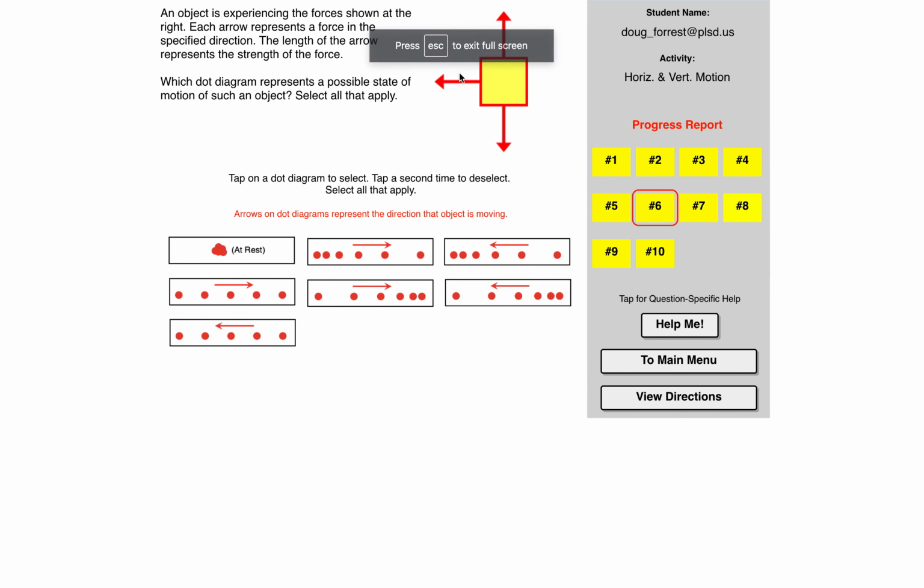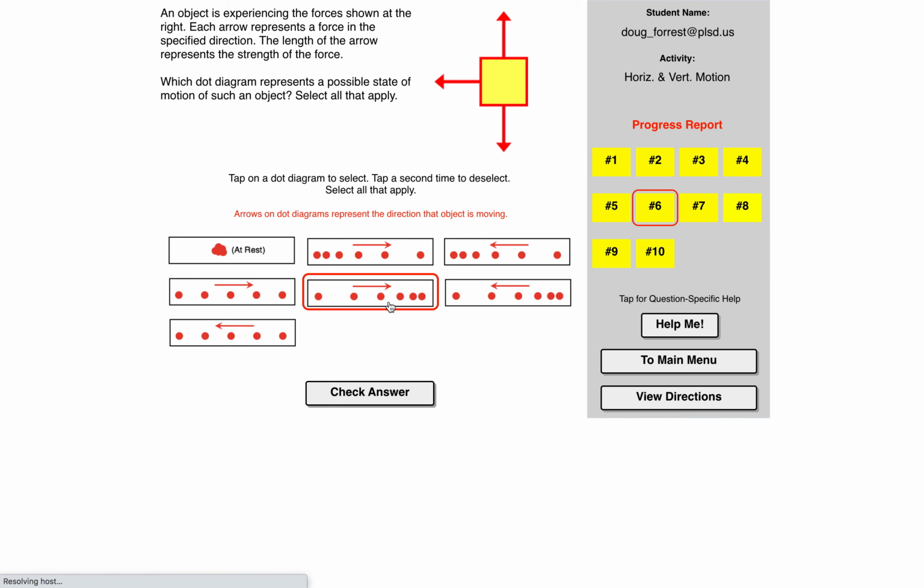This has a net force to the left, balanced forces vertically. It says the length of the arrow represents the strength of force. Which dot diagram represents a possible state of motion? Well, this could not be at rest because we have an unbalanced force. These two indicate constant speed, so that couldn't be an unbalanced force. The arrow here says it's moving to the right, but if it's moving to the right, it would not be going faster and faster with an unbalanced force to the left.